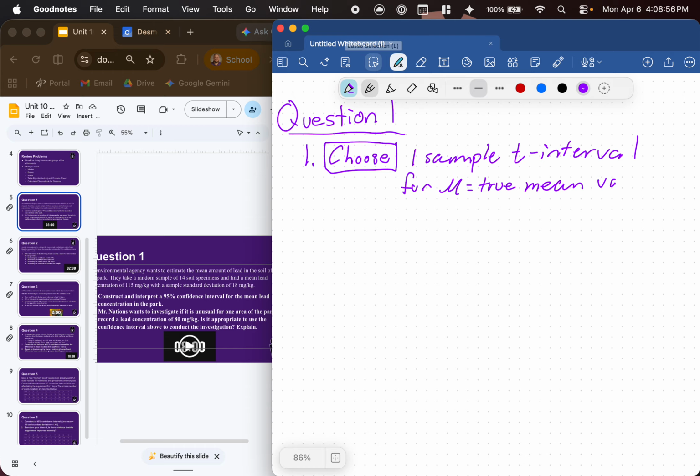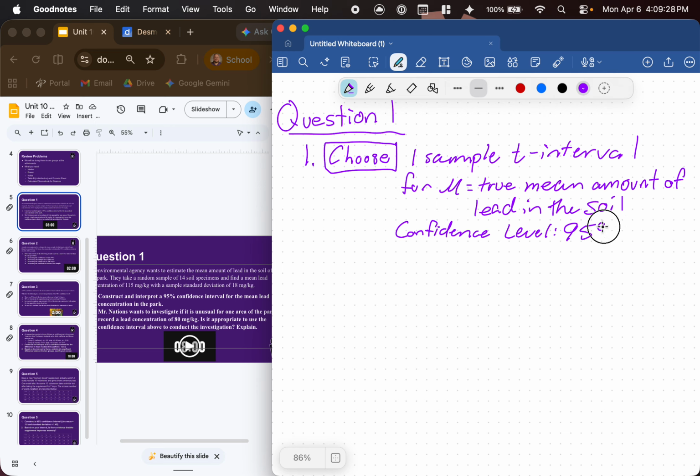Our true mean amount of lead in the soil. Cool. And then we need our confidence level. We are looking at a 95% confidence level. Cool. So now we need to do our checks.